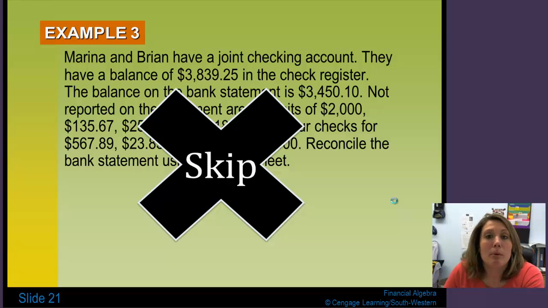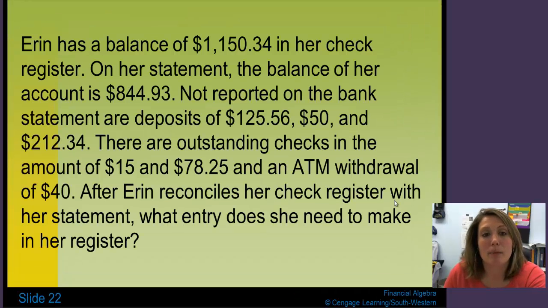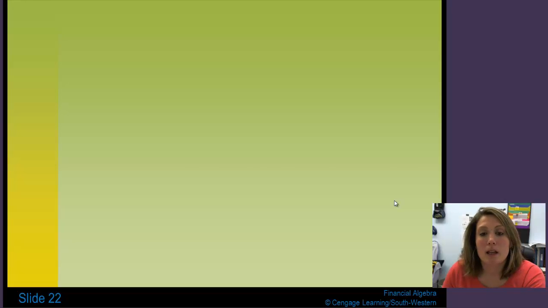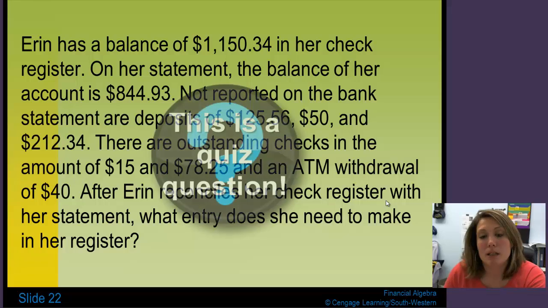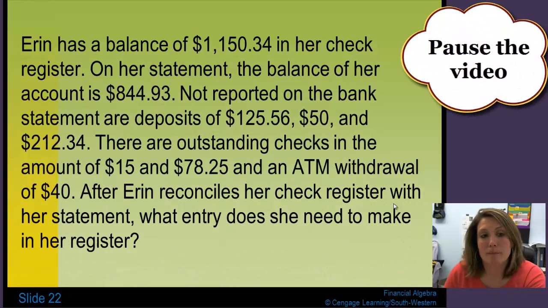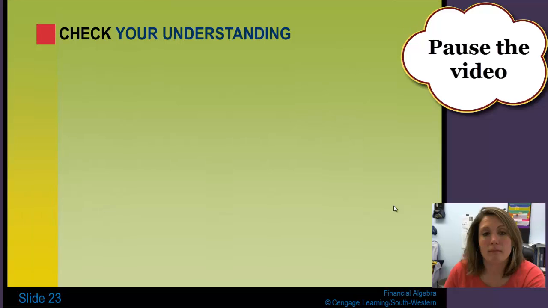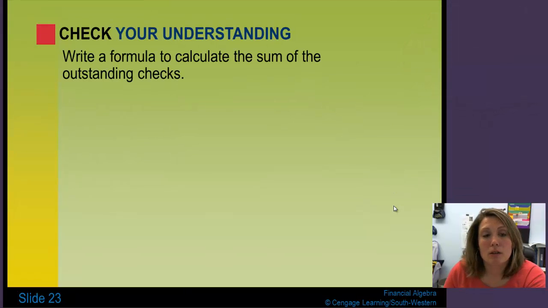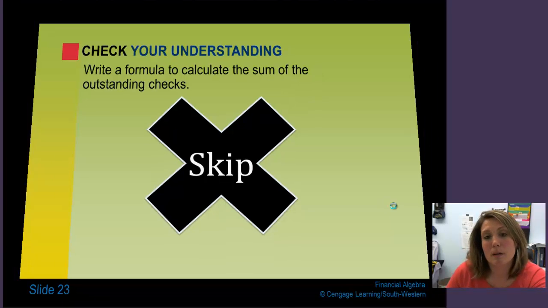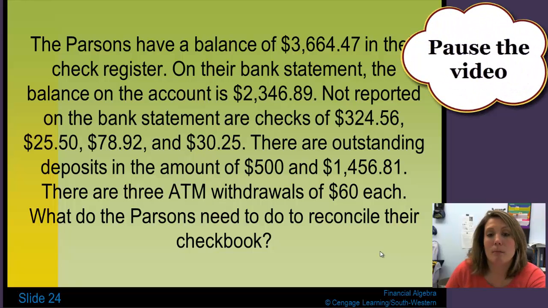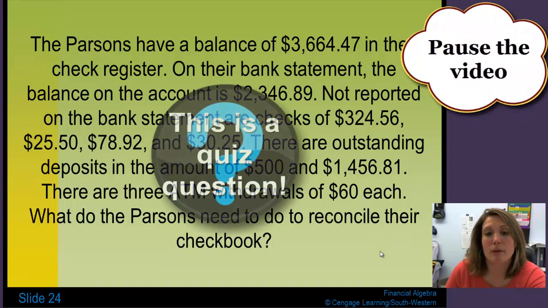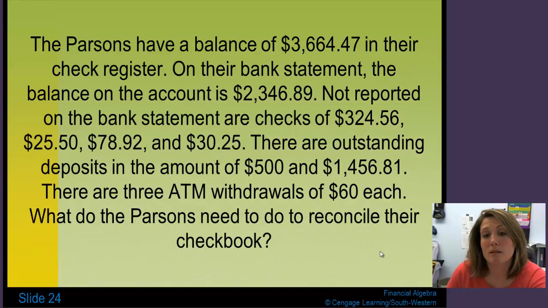Example 3, we're going to skip, but what I have after example 3 is a perfect opportunity for you to stop the video because this is a quiz question. Check your understanding. Write a formula to calculate the sum of outstanding checks. Again, we're going to skip this one. And then what I have for you here, again, a perfect opportunity for you to pause the slideshow here and take a look at this question.